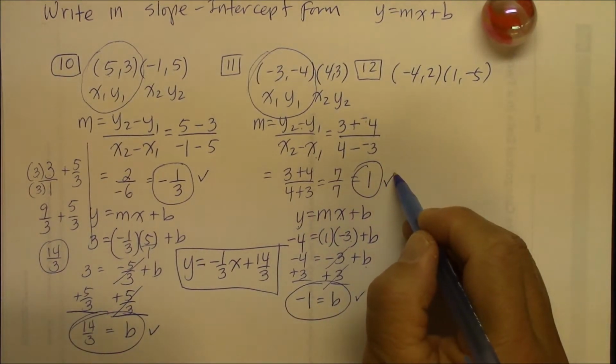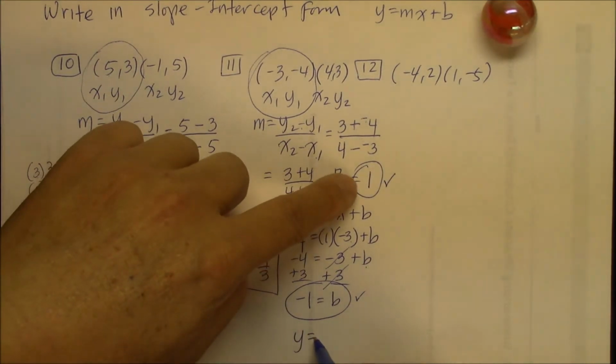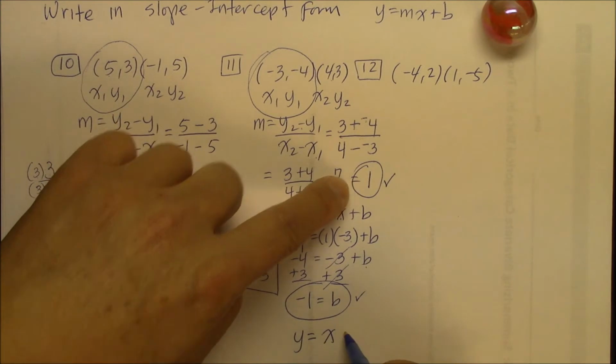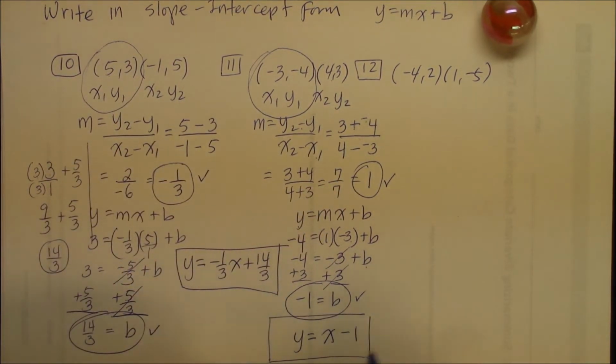And I found my slope. So I'm going to put them together and serve it up. y is equal to 1x, or just simply x, plus negative 1, or simply minus 1. And this comes out nice and neat. Look at that.